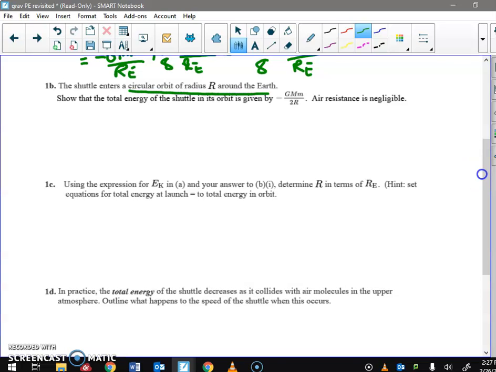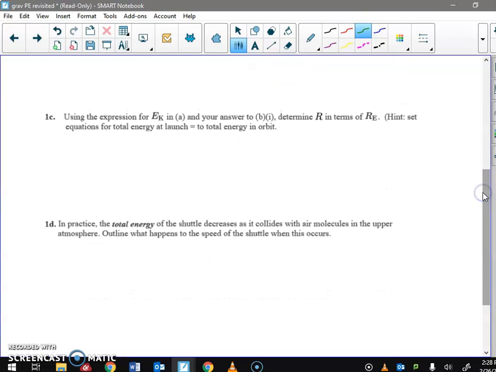Now it enters a circular orbit of radius r around the Earth. Show that the total energy is this. We already did that. So I want you to go back, maybe pause it, and see if you can do this on your own without looking back at the problem I solved before. I think it's a really good exercise for you to try on your own, where you know what the answer is, and if you get a little mixed up, you can go back and check.